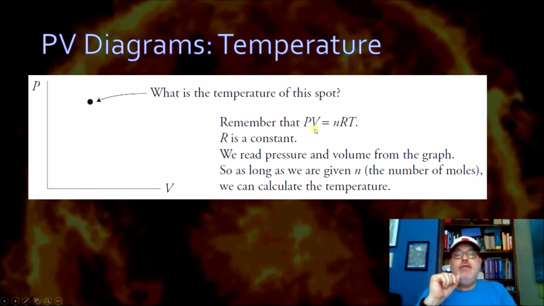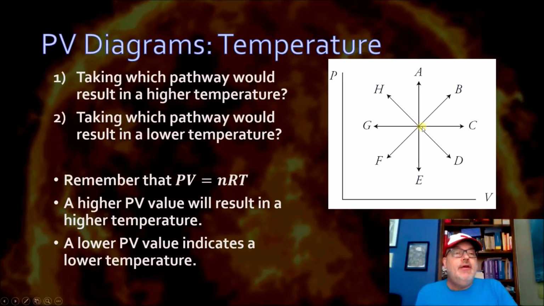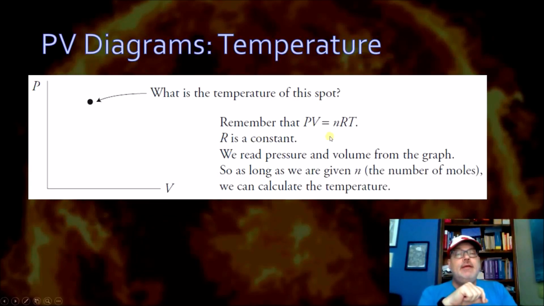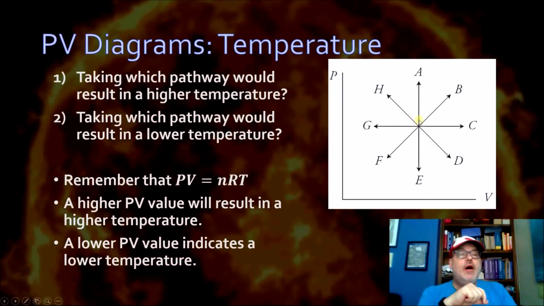So we have P, V, R. If they give us the number of moles, then we can calculate the temperature of this point. Let's say we start at this point right here, and we can go along each of these different directions, A through H. Now, which path would you take to move to a higher temperature? Remember, PV equals nRT. If I want a higher temperature, that's proportional to P times V. So I need a higher PV value. So I just need to go up in pressure, A, up in volume, C, or both, B.